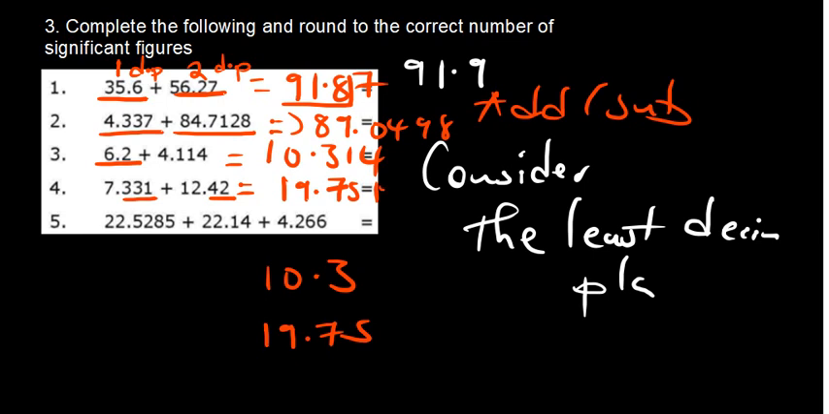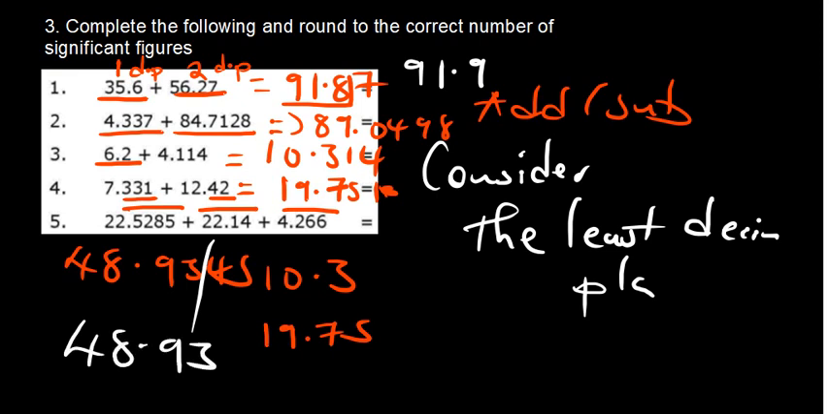Then for the last one, we have 4 decimal places. We have 2, 3. So we'll go for 2. So 22.5285 plus 22.14 plus 4.266. So 48.9345. The least is 2. So 48.93. That is how you look at the addition and subtraction of decimal numbers.